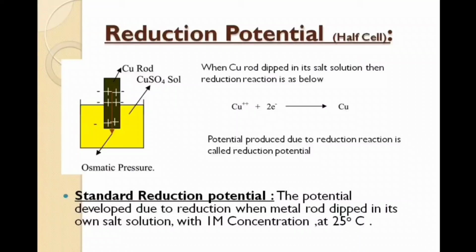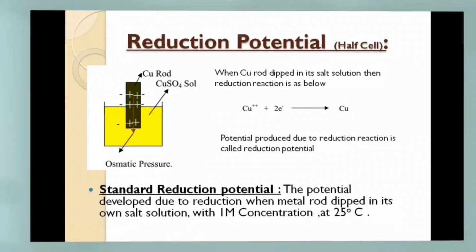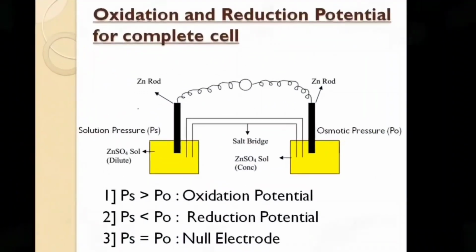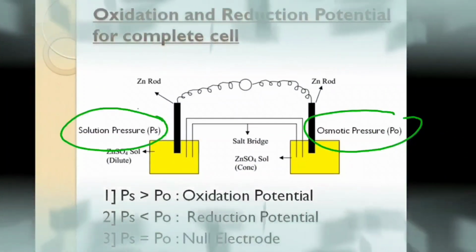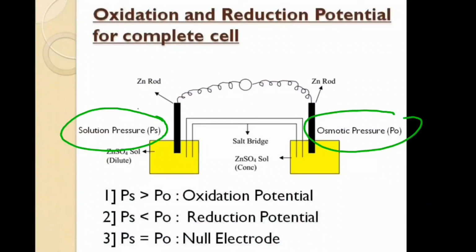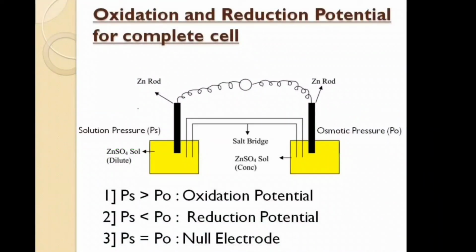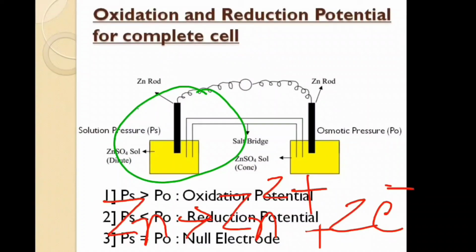Now let us discuss oxidation and reduction potential for a complete cell. But before that, let us discuss what is solution pressure and osmotic pressure. So as you know, whenever a zinc rod is deep in ZnSO4 solution, then an oxidation reaction takes place, that is Zn gives Zn2+ plus 2 electrons.